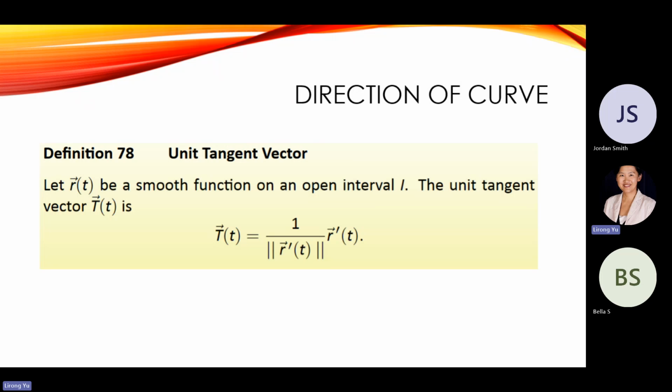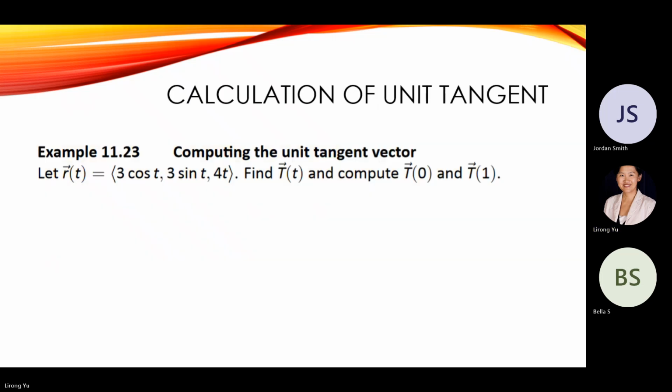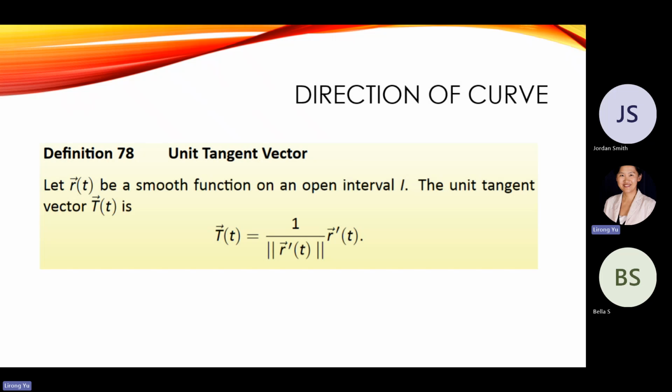Now, if r(t) is a two-dimensional vector, then the tangent vector T would be a unit vector in two dimensions, like cosine theta, sine theta. So you can directly identify the angle of the motion. Here's a little exercise on working out the unit vector.